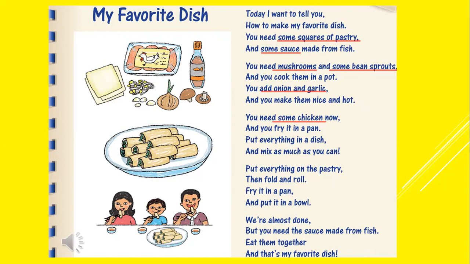Put everything on the pastry, then fold and roll. Fry it in a pan and put it in a bowl. We're almost done, but you need the sauce made from fish. Eat them together, and that's my favorite dish.